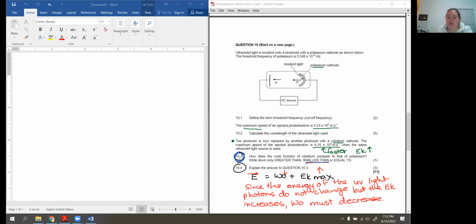But this answer is dependent on this. If this answer here is wrong, then we have what's called negative marking. Negative marking means that I can't mark correct logic to go with the wrong answer. If the answer is wrong, I don't have to look at your logic. Even if you'd written exactly what I've got here, if your answer above is greater than or equal to, you lose all 4 marks, even if you've written exactly what I've written here. So you need to make sure that your answer is correct.